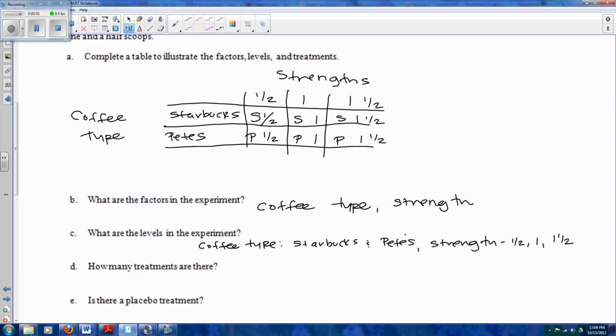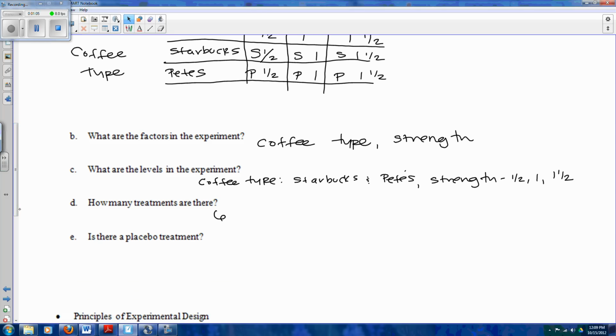So then total, how many treatments are there? How many different cups of coffee could people try? When we look up there, we have 6. Okay, 2 coffee types and then 3 different strengths gives us 6. And is there a placebo treatment in this? No, no one's getting like a fake cup of coffee or something, some other brand to trick people. So there's no placebo in this kind of example.